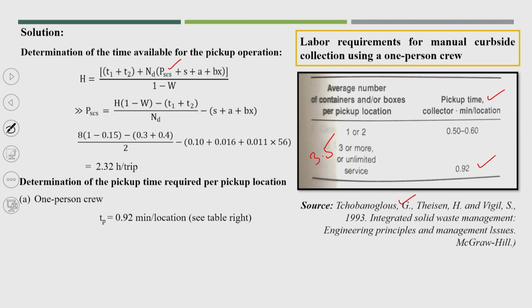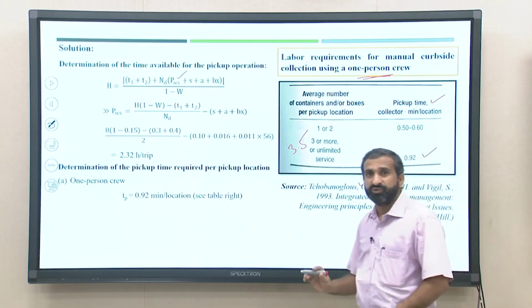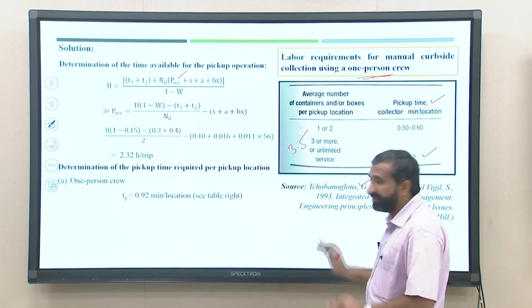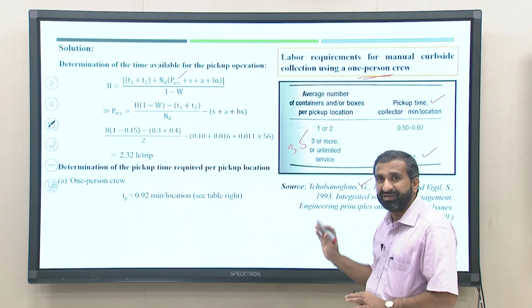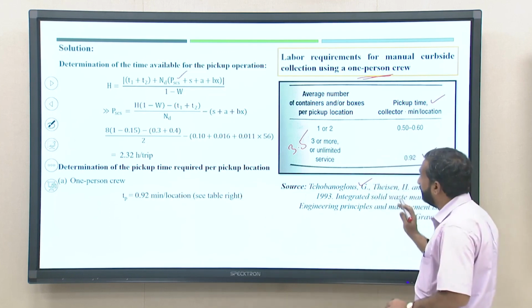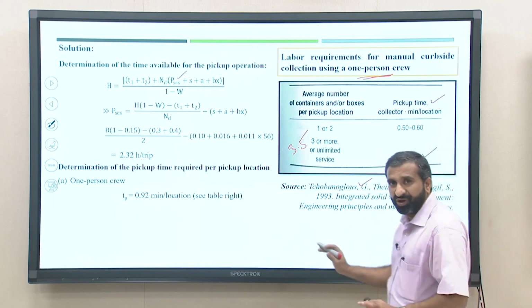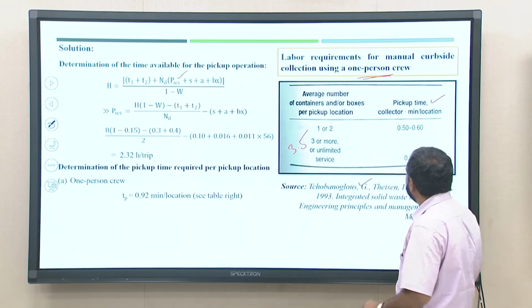It is possible in the exam these values are given, and this table is very easy to remember also. This labor requirement is only for the one person crew. Please remember this table is only for the one person crew. For the two person crew, we will solve by a different equation, but for the one person crew we need not solve, we can take it from the same table.